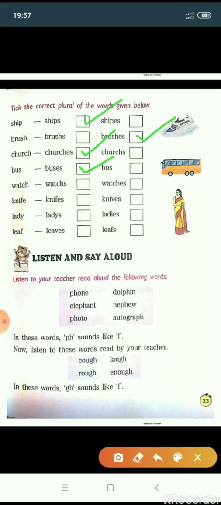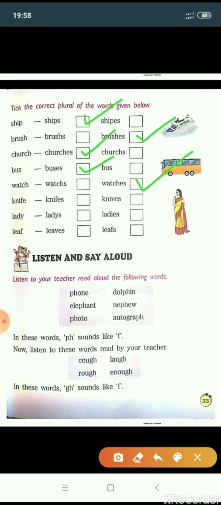Next word is watch. Here also the word ends with CH. So as per the rule, if the word ends with CH, we have to add ES to make its plural. So the correct answer is watches.